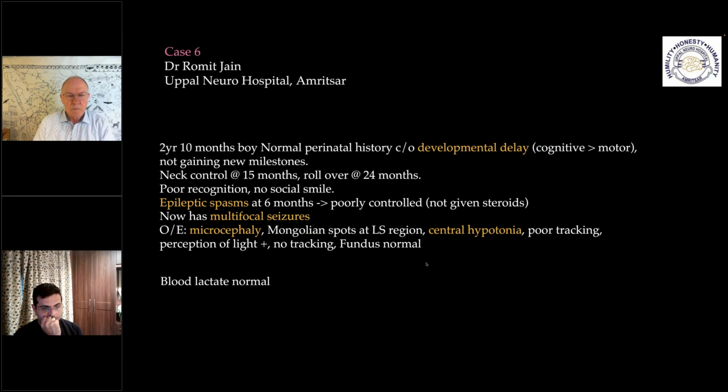He had microcephaly, Mongolian spots, but no aberrant or palpable findings. And he had central hypotonia. He had very poor tracking, although perception of light was present, and fundus examination was normal. So wanted to know the differentials based on the MRI. Are we looking at a mitochondrial disorder? Blood lactate was normal. Okay.